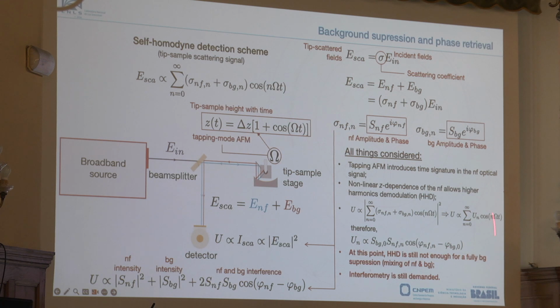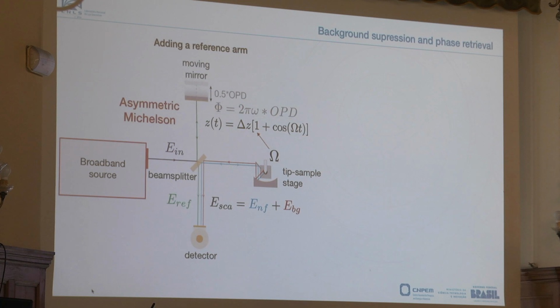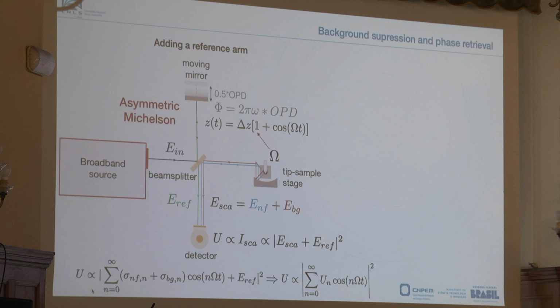So I'm repeating this just to show you that when we introduce this stage to a nano-FTIR interferometer, we have the same rules for the near field interaction and this definition of the fields that come from the tip sample stage. Now when we put in an interference arm, we add this reference field here, and the signal at the detector now also has a dependence on this reference field.